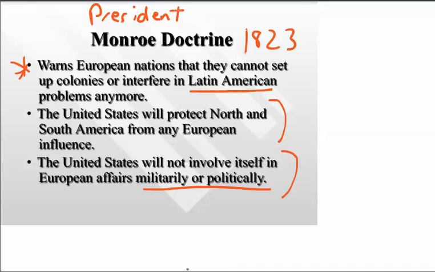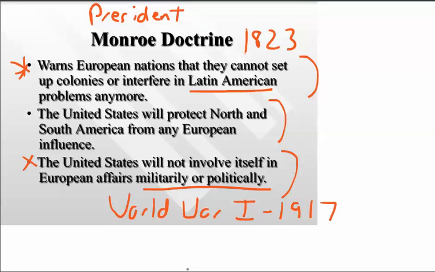But we're going to follow this Monroe Doctrine for 150 years. Okay? We're going to try to prevent European interference in Latin America, and we're going to follow this third bullet here. Okay? We're not going to get involved in a European war until World War I in 1917. So the Monroe Doctrine is a lasting landmark in American foreign policy.